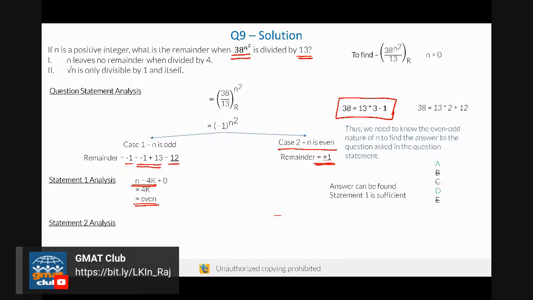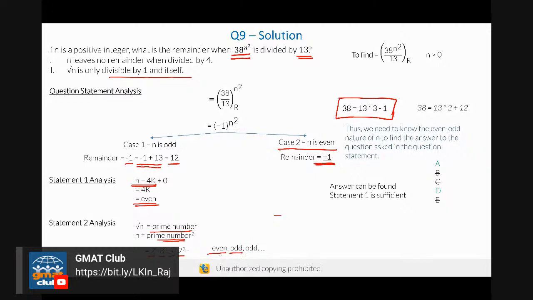Let's look at statement 2. Statement 2 says that the square root of n is only divisible by 1 and itself. Which means that the square root of n is a prime number. Why? Because only a prime number is only divisible by 1 and itself, which means that n is actually the square of a prime number. Because n is the square of a prime number, n could be 2 square or 3 square or 5 square or 7 square, which means n could either be even or n could be odd.